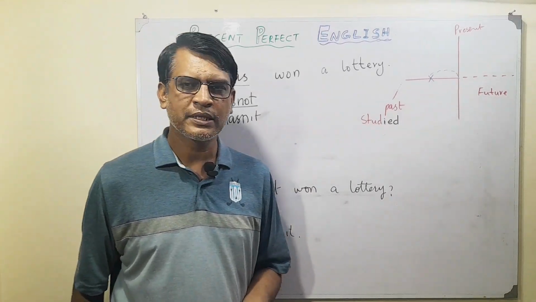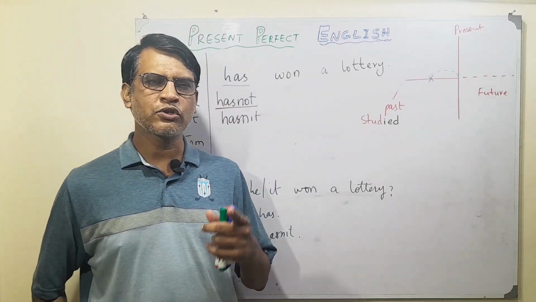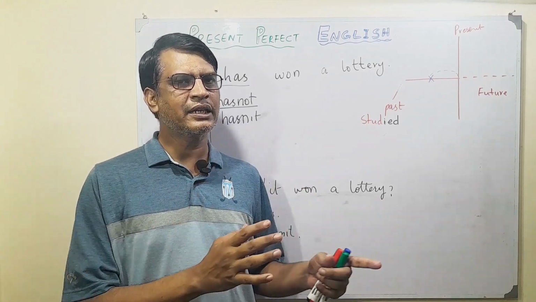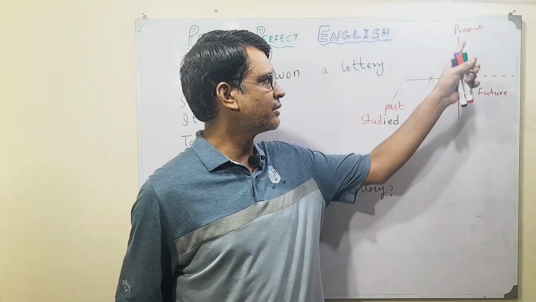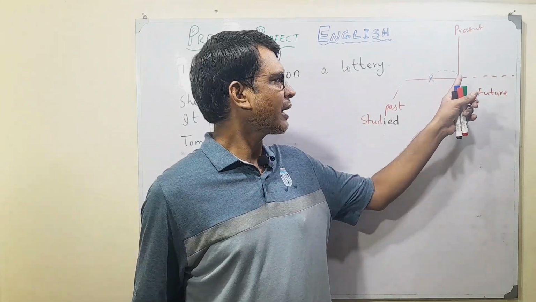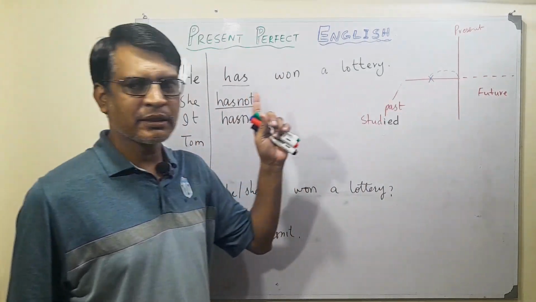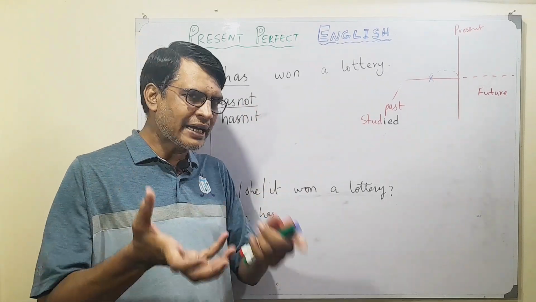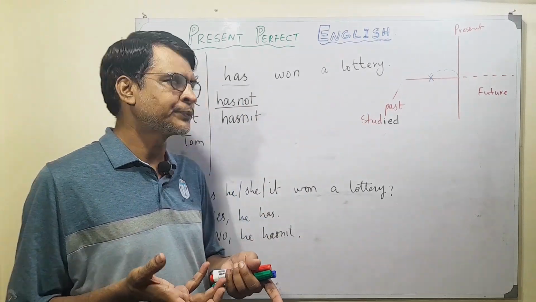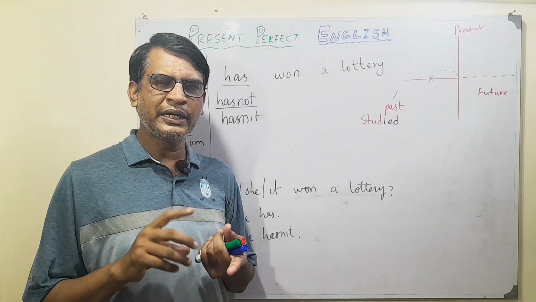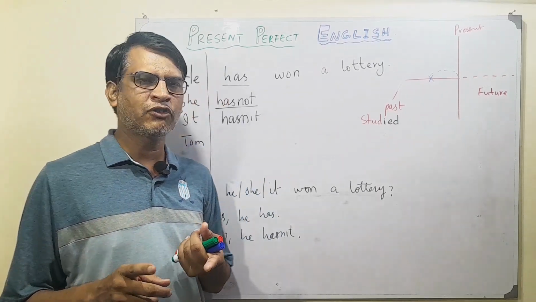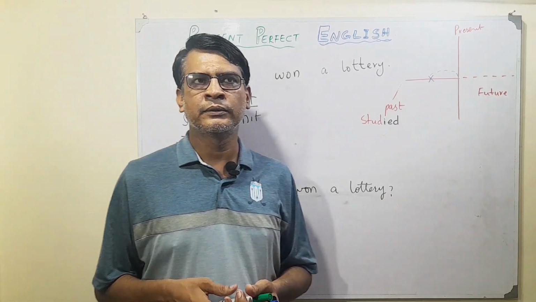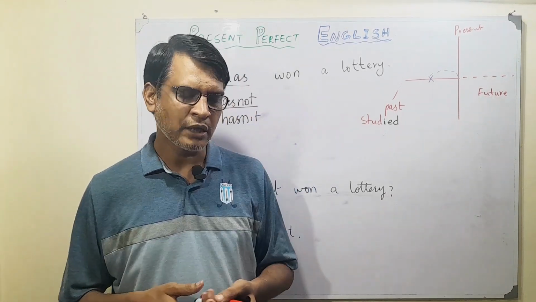So to sum up, I must say that present perfect tense talks about something that happened and it has an effect in the present. It has a connection, like in the diagram I showed you. It happened and it has a connection with the present. Like I said that if he has won a lottery, then he has the money with him at this moment. So with I, you, we, they, and two subjects, we use have and third form. With he, she, it, and singular subject, we use has. And this is how we do it.